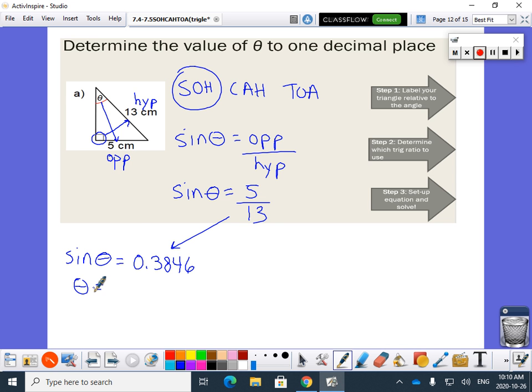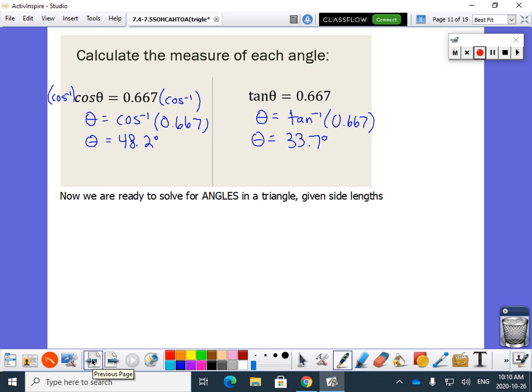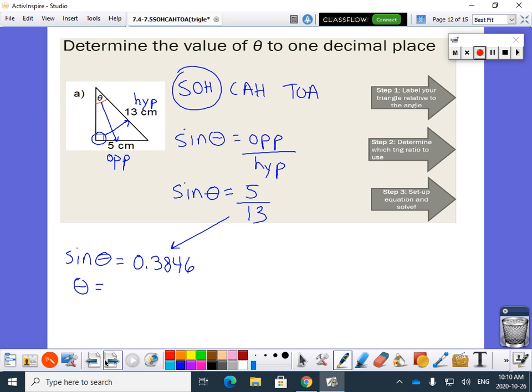So this is exactly what we just did over here. Look at cos theta equals. Well, now we have sine theta equals, sine to the negative 1, inverse operation. Can someone do that for me? What's the sine inverse of 0.3846? Wonderful. Or you could leave it in fraction form. It doesn't matter.